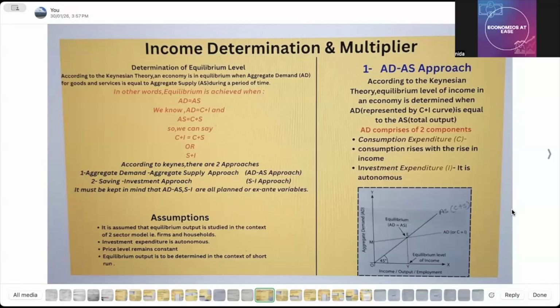Class 12, that is income determination and multiplier, right? So this chapter is very scoring and numericals are frequently asked in exams. So stay focused till the end, right?